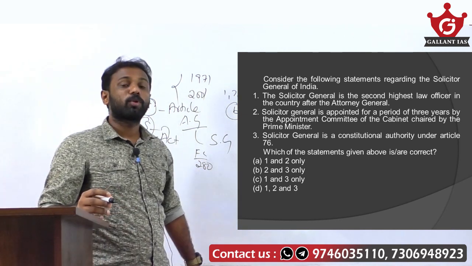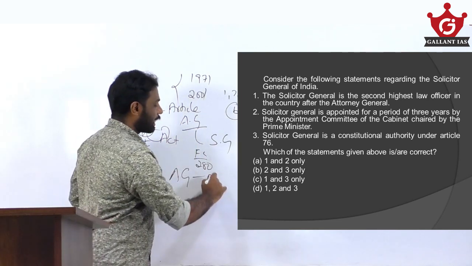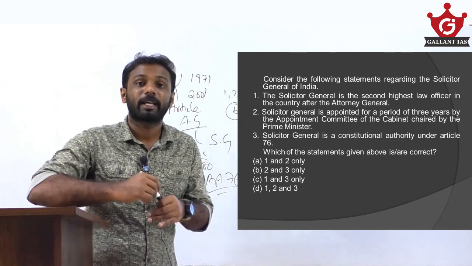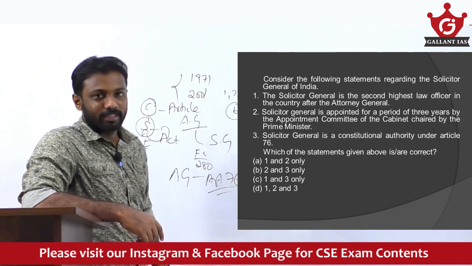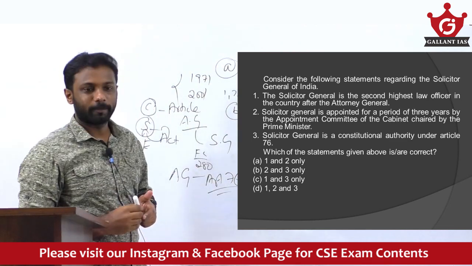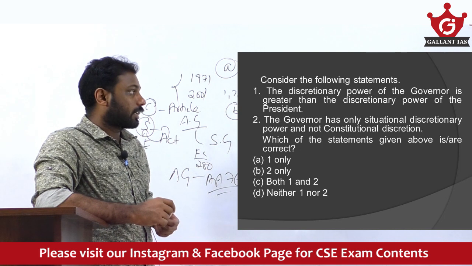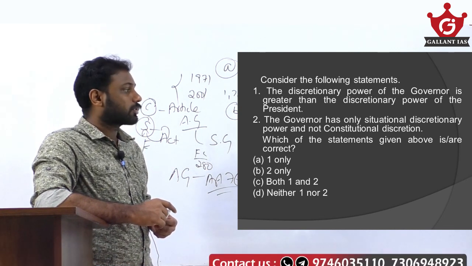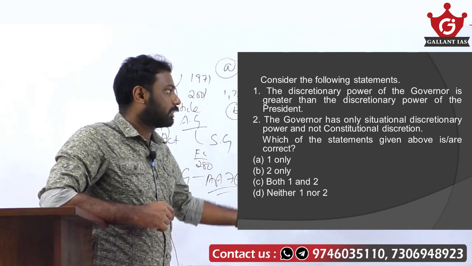So here, when we go through the Attorney General, the Attorney General is a body under Article 76 of the Constitution and the Solicitor General is not a constitutional authority. So 3 is not a correct statement. So the answer becomes option A, that is 1 and 2 only. Consider the following statements. 1. The discretionary power of the governor is greater than the discretionary power of the president. 2. The governor has only situational discretionary power and not constitutional discretion. Find out the correct statement.